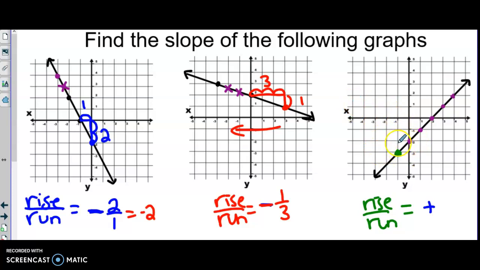All right, so when you try to label your own points, you have to find things that cross the grid on the graph. And it doesn't matter which 2 points you find. I'll show you what I mean, but I'm going to go from this one to this one. So I'm going to rise up 1 and I'm going to run over 1. So my slope is +1/1, which can just be written as 1.